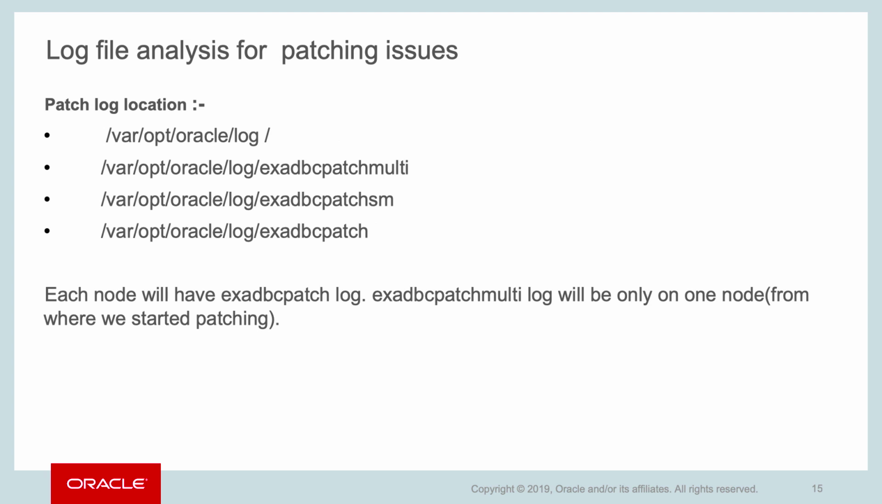So what if you get into patching issues? There are a few locations which should be handy. One is /var/opt/oracle/log, and within it, exadbcpatchmulti and exadbcpatch. These are the locations you will be looking at. Each node will have an exadbcpatch.log, and the exadbcpatchmulti log will be only on the one node from where you started the patching. This sometimes provides a better idea of what's going on.